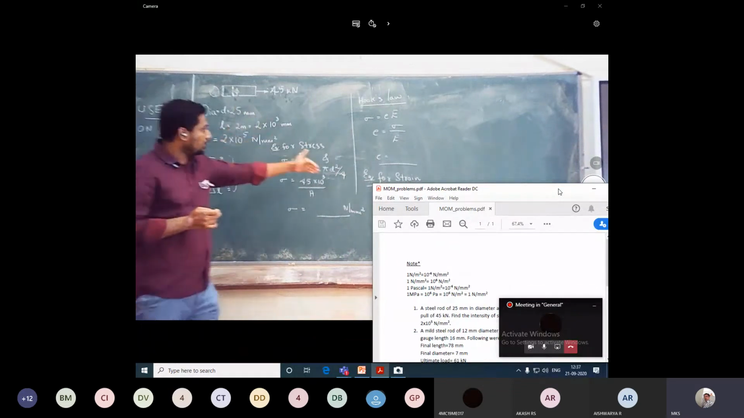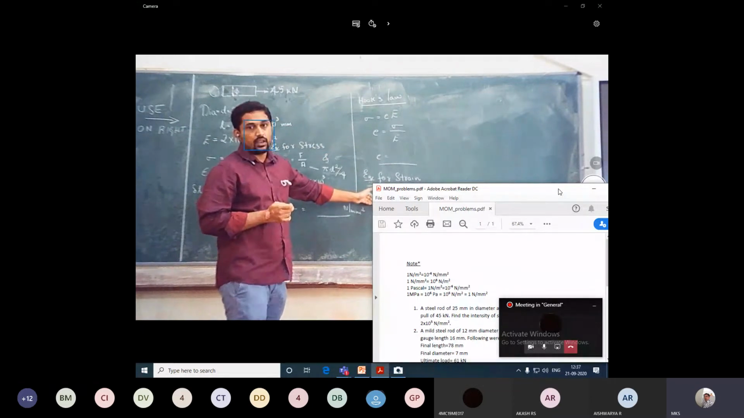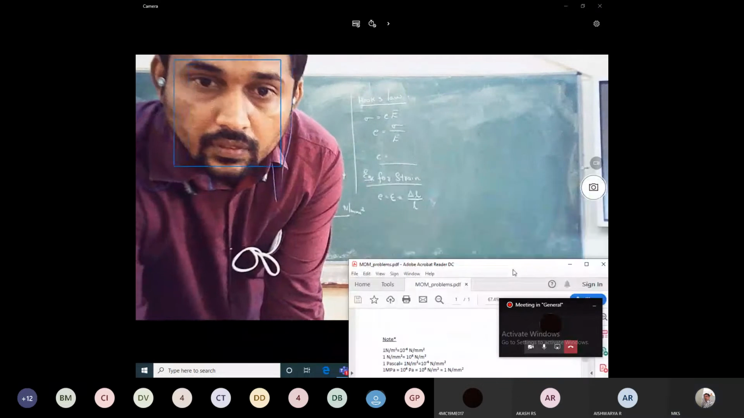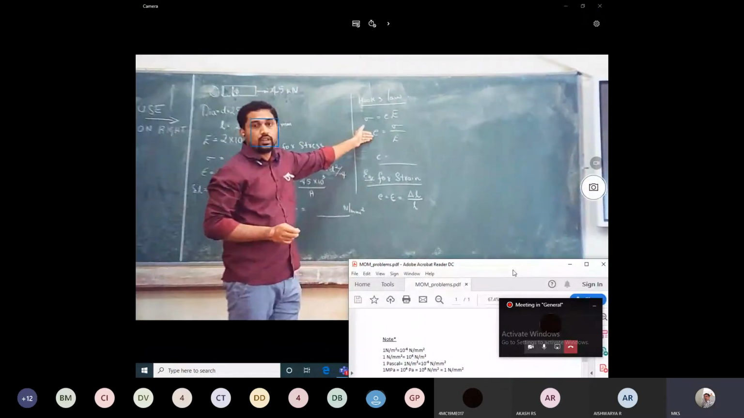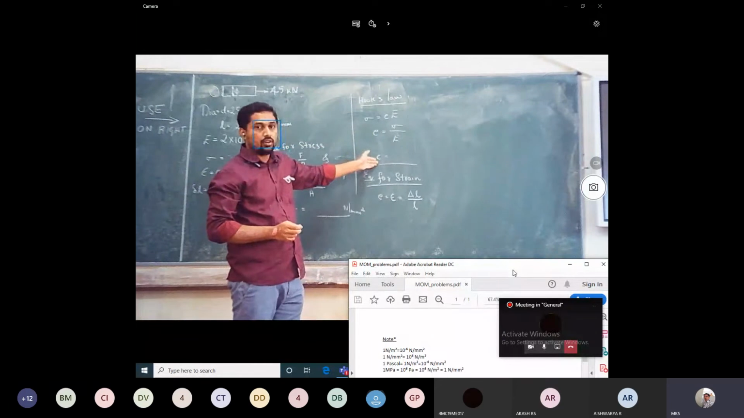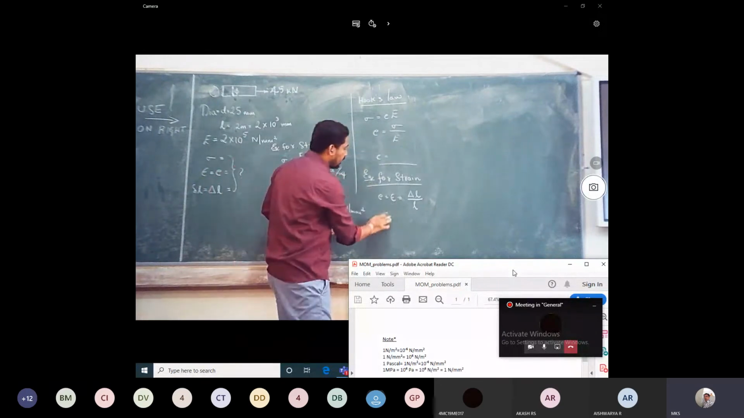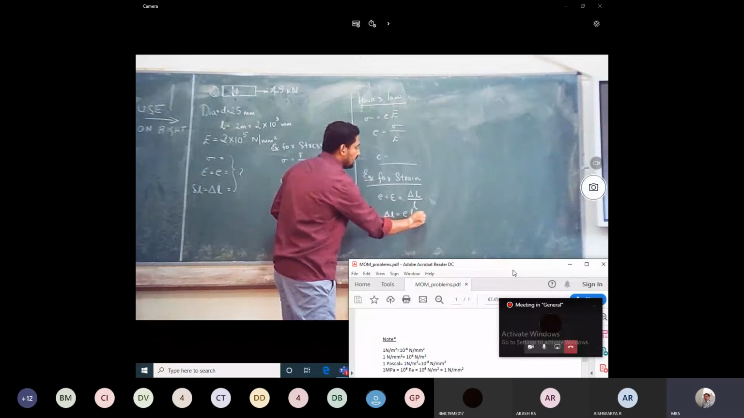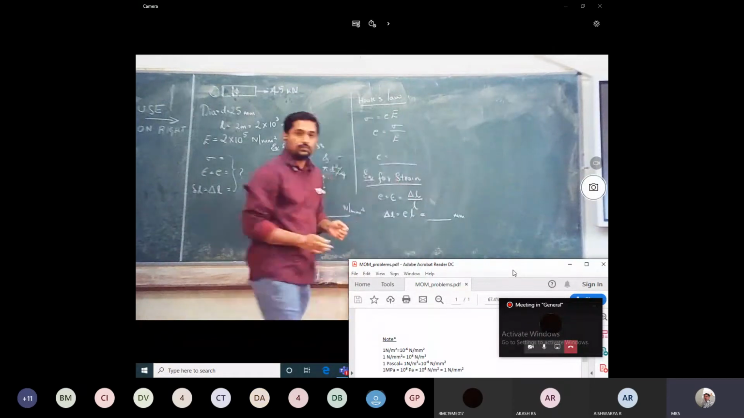By the previous solution, we have the strain value E, which has already been found. So substitute in this equation and we can find delta L. Delta L is equal to E into L. So you will get the change in length in terms of mm. You find that out.